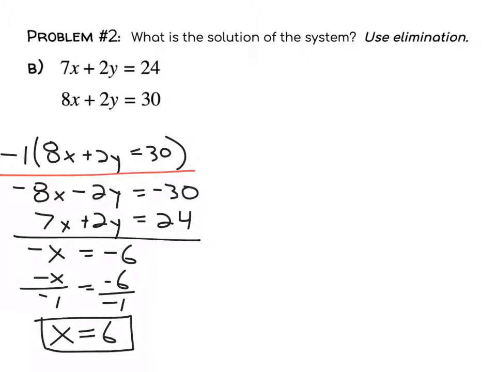Great. We still need to know what the other variable is. So we can take either equation. Let's take 7x plus 2y equals 24.